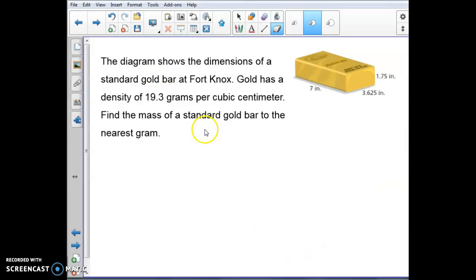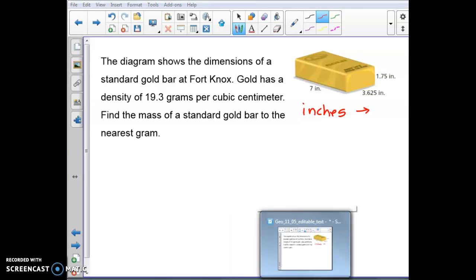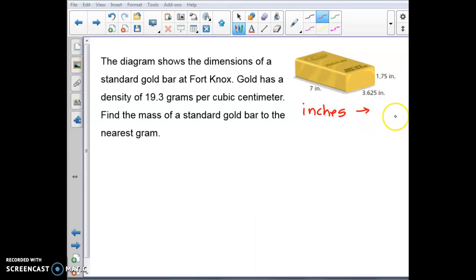If you look at this problem over here, standard gold at Fort Knox is shown, and take note, the dimensions are given in inches. And if you read further, it says that gold has a density of 19.3 grams per cubic centimeter. So that means in order to make a comparison between this diagram and the given information, you have to change all these to centimeters. So let's see.